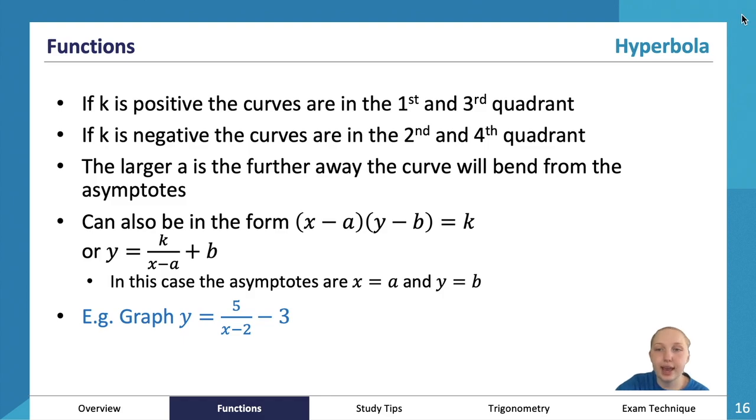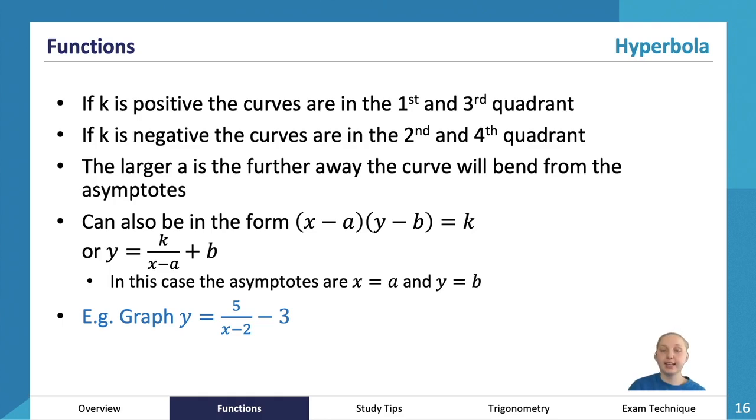Then when we're looking at our equation again, the larger our a is, the further away the curve will bend from your asymptotes when we're looking at the equation in this format, y equals k over x minus a plus b, where a and b are the transformations you can do to your graph, where it'll move it left and right, up and down.